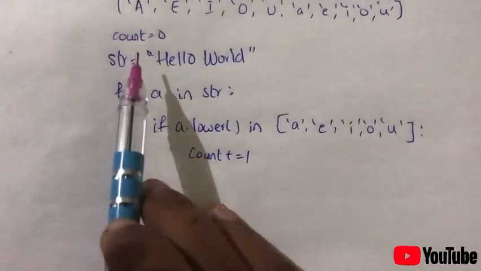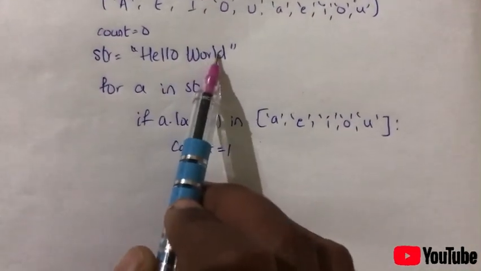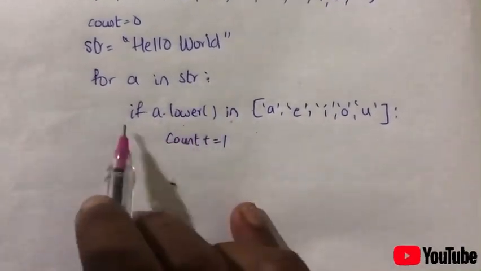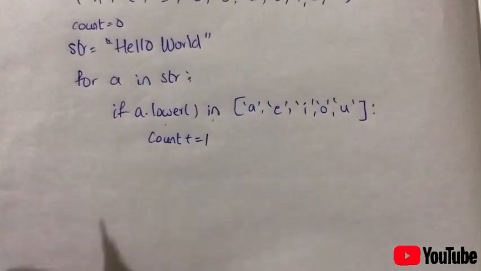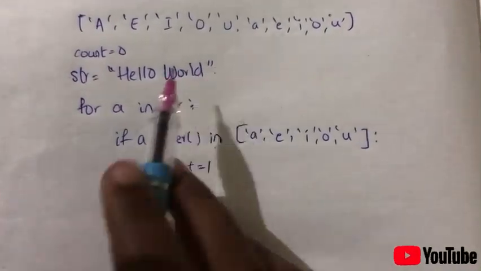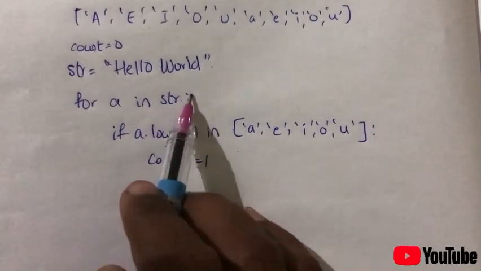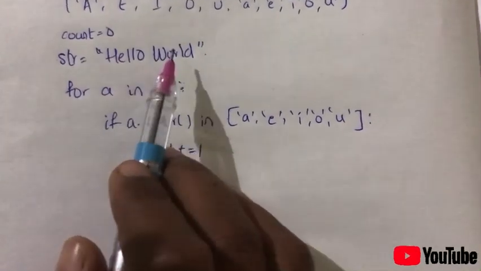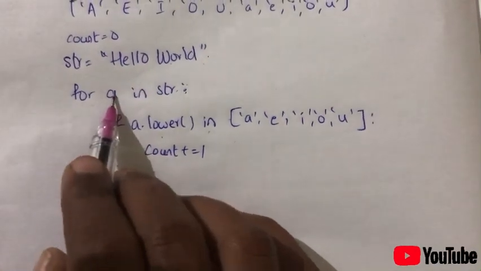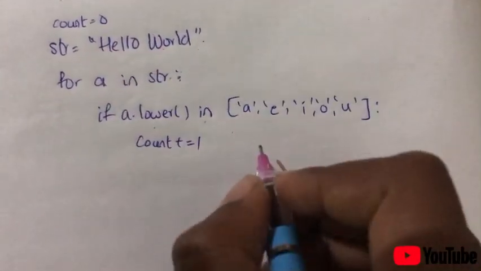Let us consider a string, str = "hello world", and we are using a for loop and an if condition. Using this for loop we will check every character, whether it is a vowel or not. So when we enter the for loop, the first character is H.